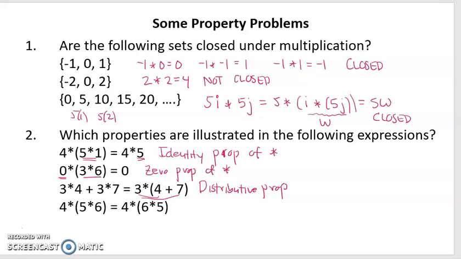And lastly, 4 times 5 times 6 equals 4 times 6 times 5. What's changed here? The 5 times 6 equals 6 times 5. That is the commutative property of multiplication. And those are some examples of using properties of multiplication.